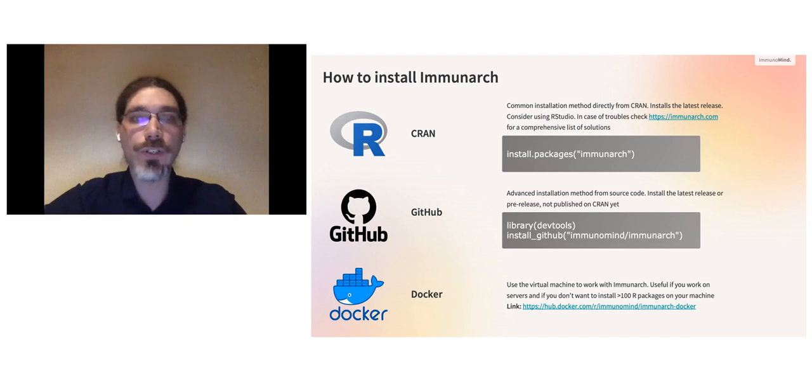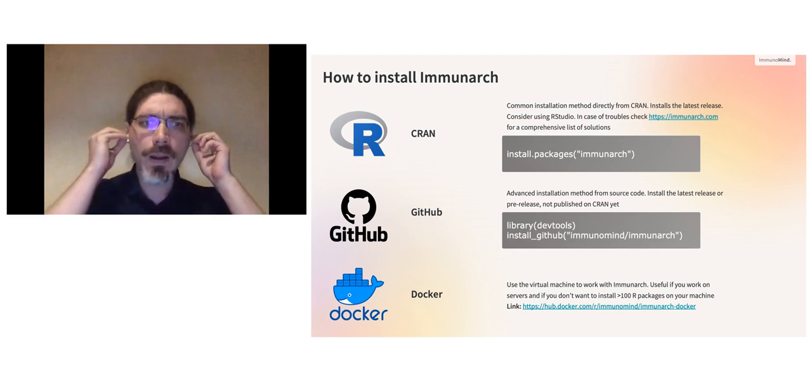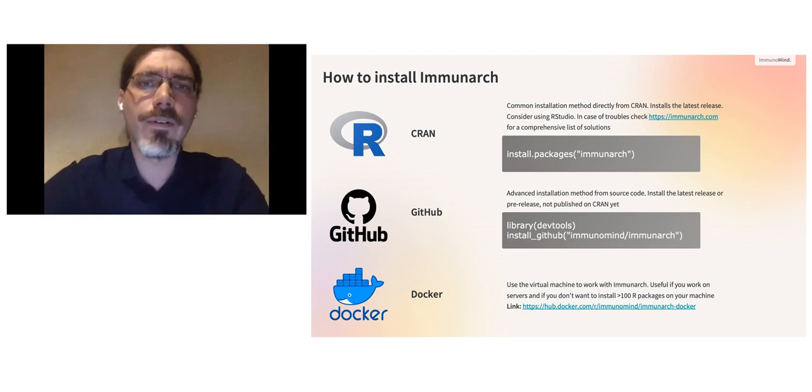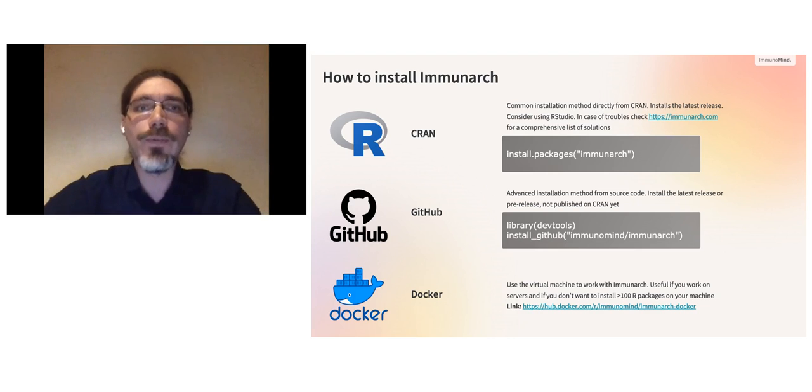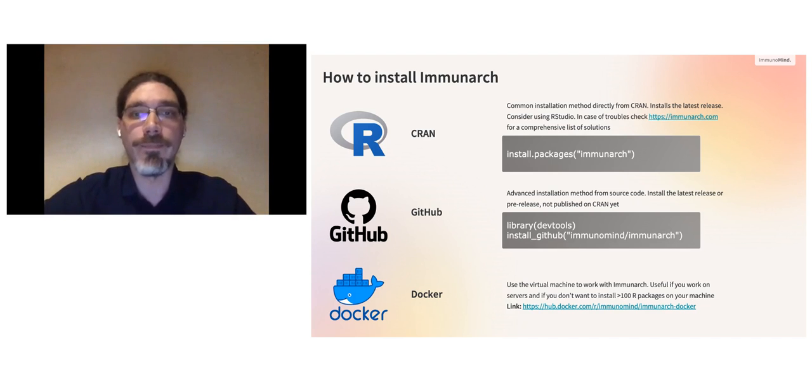And the last option to install Immunarch is useful when you work on servers. We provide what's called a Docker container. It's some sort of a virtual machine with all the pre-installed R packages required for Immunarch and Immunarch itself. In our Docker container, there is also an instance of RStudio. So if you know how to work with Docker, you can just simply install this Docker container and start analyzing data immediately without waiting for any installation procedures.